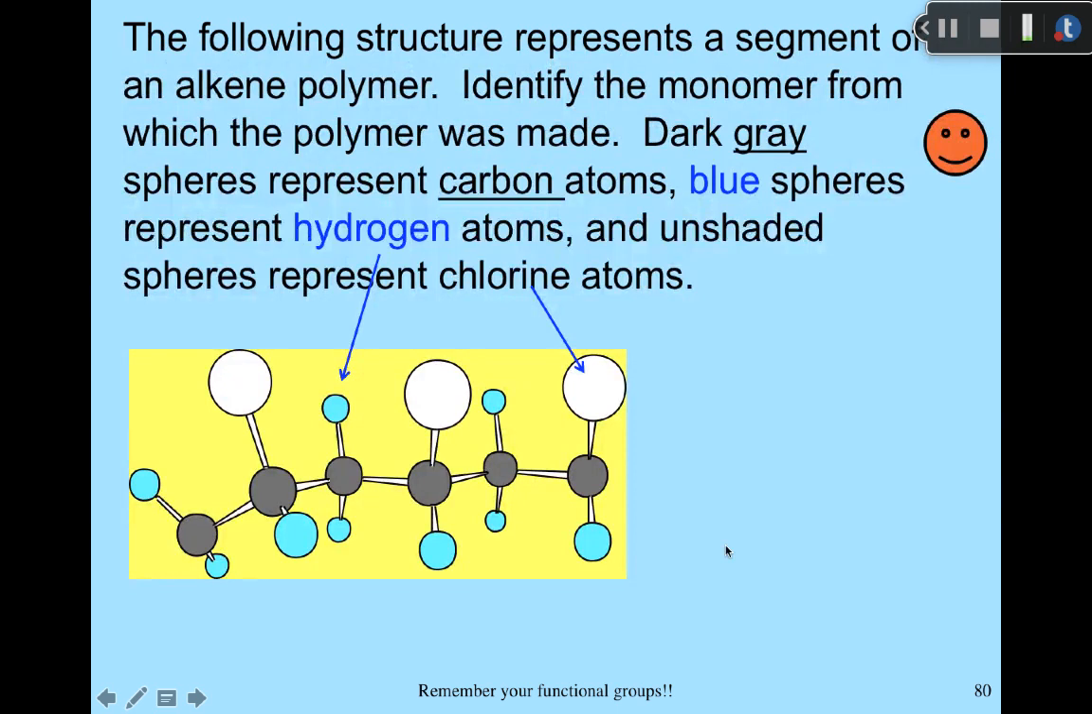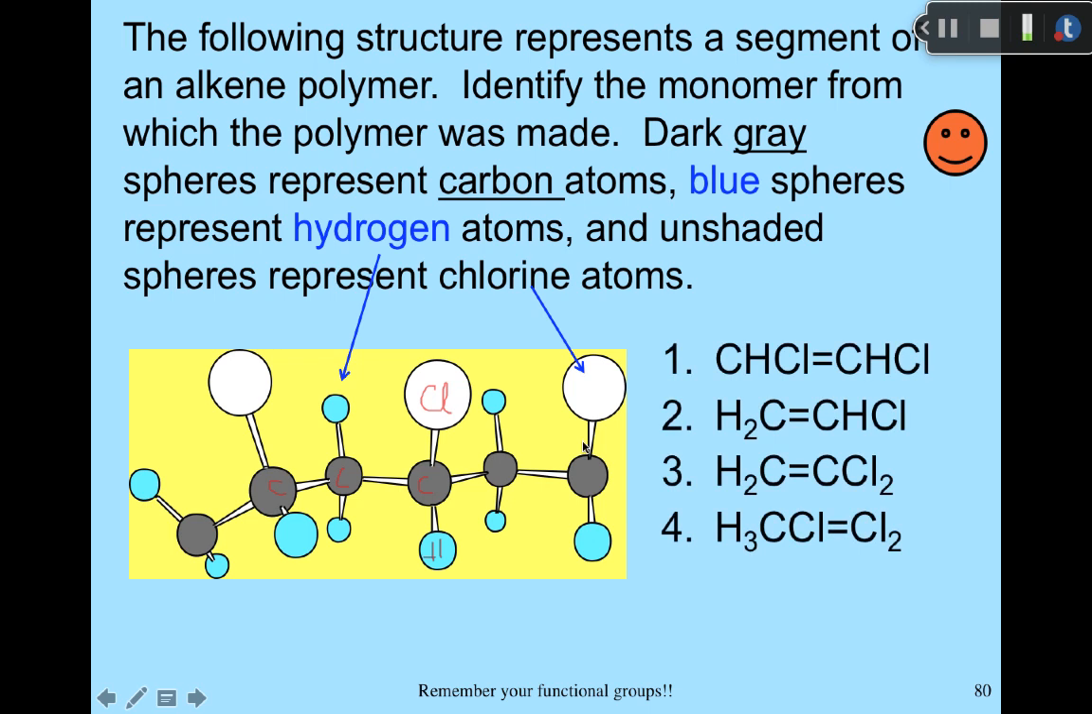So here's another choice of looking at one. The following structure represents a segment of an alkene polymer. Identify the monomer from which the polymer was made. Think about it. And I'll give you some choices here in a second. The dark gray spheres represent carbon atoms, like those guys, all along the backbone. And the blue spheres represent hydrogen atoms, lots of them. And the white spheres, or unshaded ones, are supposed to be chlorine. So you're supposed to interpret it accordingly.